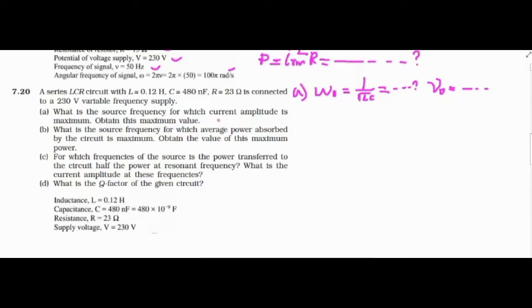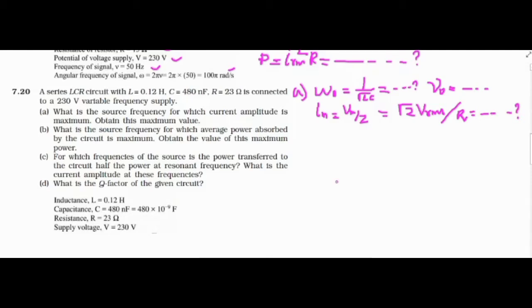Then obtain this maximum value. Maximum value of current also we are asked to calculate. So we can have peak value of current Im is equal to Vm divided by Z, which is root 2 into VRMS. VRMS is given in the question, 230 volt, divided by Z, and at resonance Z is equal to R, so that the value of Im can be calculated.